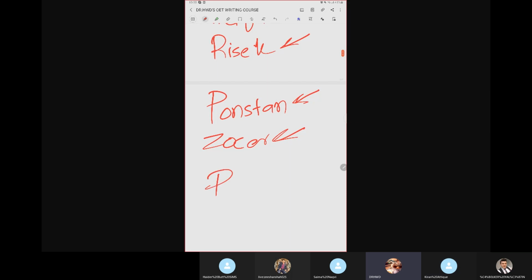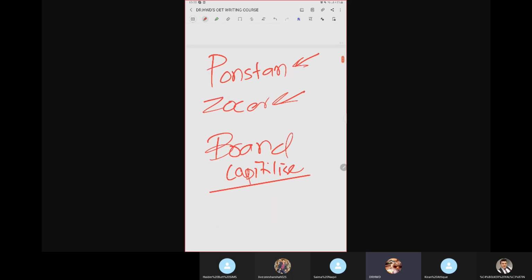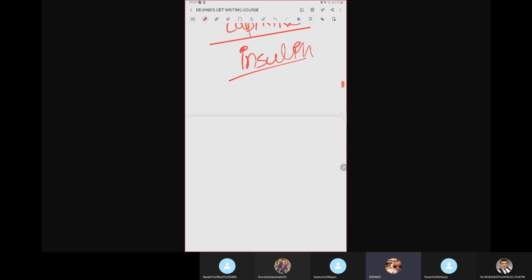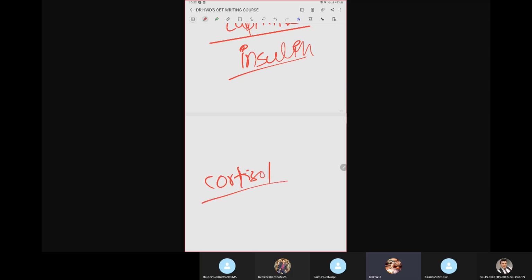So every time you're using brand names, you would capitalize your first letter. If you're using generic names, you use small letters for them. Insulin would be a small i. Now there is one more word, cortisol. What do you think this is, generic or brand?